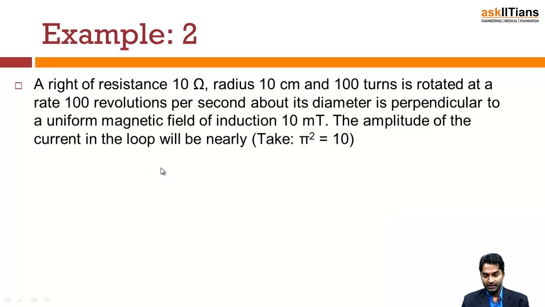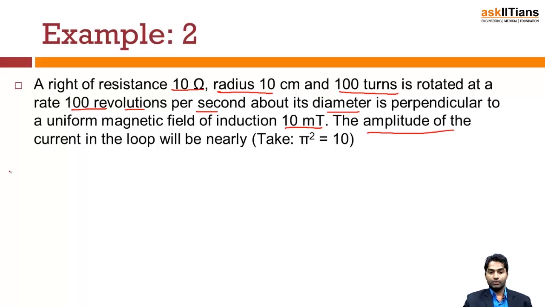Example number 2, we can consider a coil of resistance 10 ohm, radius 10 centimeter, and a number of turns, rotated at a rate of 100 revolutions per second about its diameter, which is perpendicular to the uniform magnetic field of induction. This is the magnetic field strength. Find the amplitude of the current in the loop.